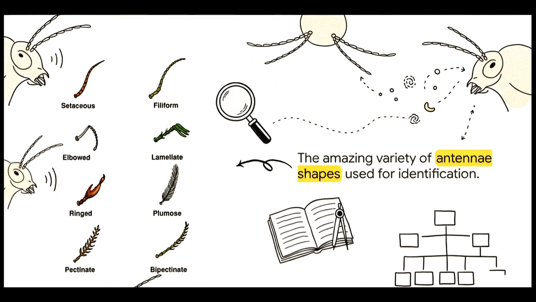But for entomologists, pairing these distinct shapes with their scientific names makes identification incredibly easy. You've got the thread-like filiform antennae, the beautiful feather-like plumose, the bristle-like setaceous, and bipectinate, which literally look like tiny combs. Recognizing these specific shapes is step 1 in a field entomologist's training.